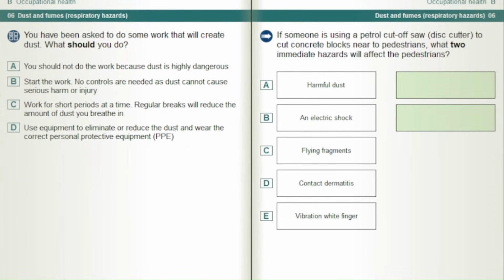You have been asked to do some work that will create dust. What should you do? You should not do the work because dust is highly dangerous. Start the work. No controls are needed as dust cannot cause serious harm or injury. Work for short periods at a time. Regular breaks will reduce the amount of dust you breathe in. Use equipment to eliminate or reduce the dust and wear the correct personal protective equipment, PPE.